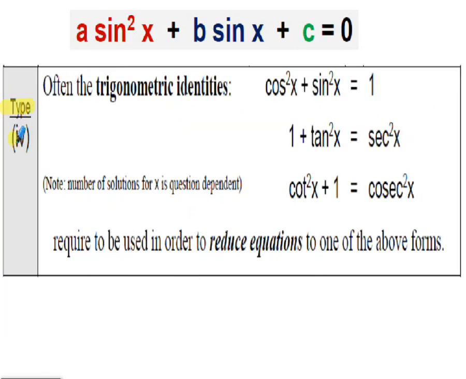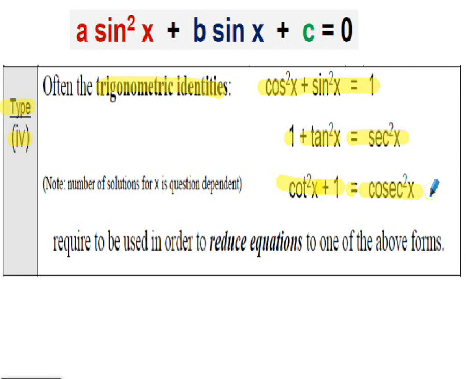And the final type of equation is going to end up in the form shown above, but first of all we will have to use a trigonometric identity to get it into that format. Don't forget, from our previous presentation we looked at trig identities, such as cos squared x plus sine squared x equals 1 is a trig ID, 1 plus tan squared x equals sec squared x, another trig ID, cot squared x plus 1 equals cosec squared x is another trig ID.